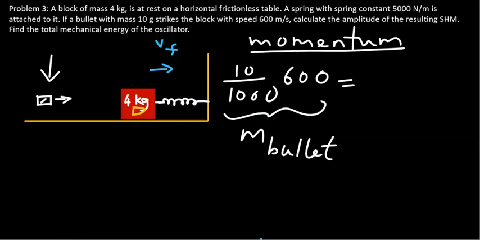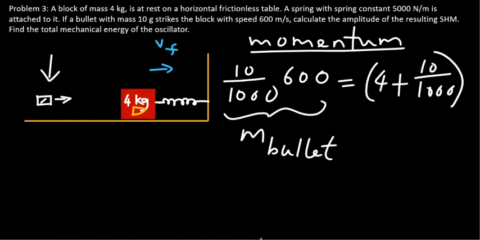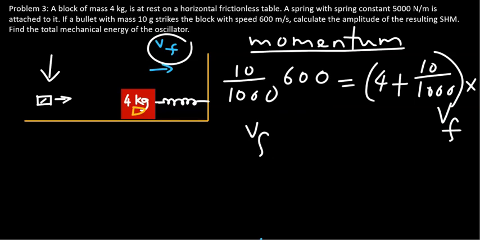After the impact, the bullet and the block become one system. So the total mass is 4 kg plus the mass of the bullet, which is 10 over 1,000. And the common speed is v sub f, so times v sub f. So we can determine v sub f now. And v sub f turns out to be 1.496 meter per second. Having found that, we can proceed to determine the amplitude of the resulting simple harmonic motion.